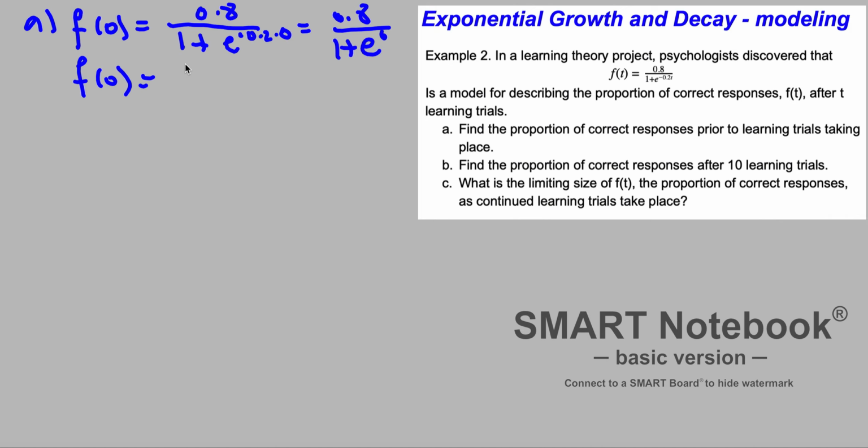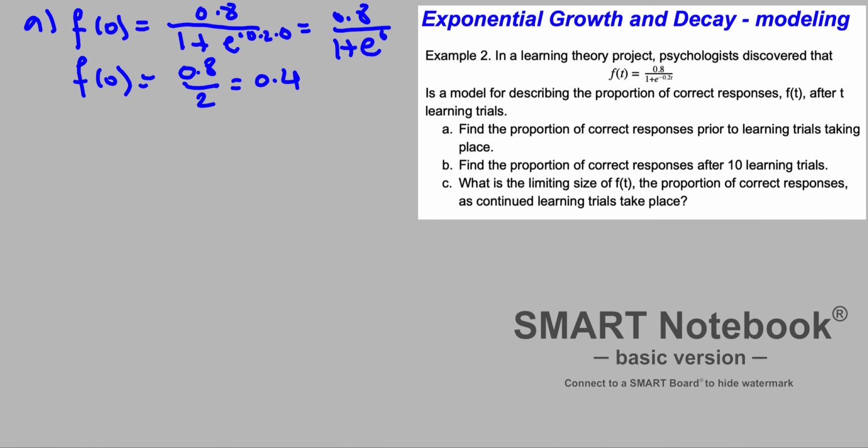So before it started, we take f of 0, which is 0.8 over 1 plus e to the exponent minus 0.2 times 0. Everything in the exponent is 0, so this is 0.8 divided by 1 plus e to the 0. But e to the 0 is 1, and 1 plus 1 is 2, and 0.8 divided by 2 is 0.4. So the proportion of correct responses prior to the learning trials taking place is 0.4.